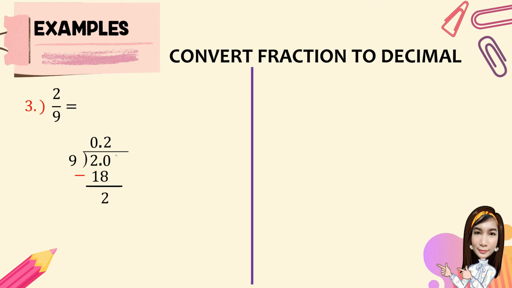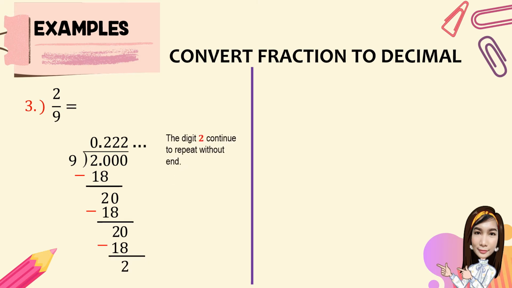2 divided by 9 cannot be, so we add 0. Then bring down 0. 20 divided by 9 is equal to 2. 2 times 9 is equal to 18. Then subtract 20 minus 18 is equal to 2. Then 2 divided by 9 cannot be, so we add another 0. Then bring down 0. 20 divided by 9, we have 2. 2 times 9 is equal to 18. 20 minus 18 is equal to 2.